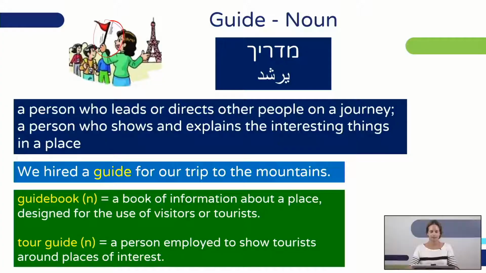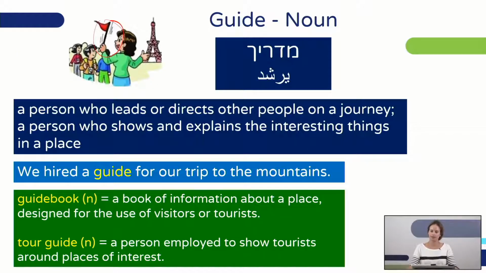Now in our extras, we have something called a guidebook. So a guidebook is a book of information about a place designed for the use of visitors or tourists. So I know usually before I go on a trip, I'll get a guidebook and I'll read about the place where I'm going, so I know what to expect when I go. You also have a tour guide, okay? A tour guide is the person employed to show tourists around places of interest, okay? So here, she's the tour guide.